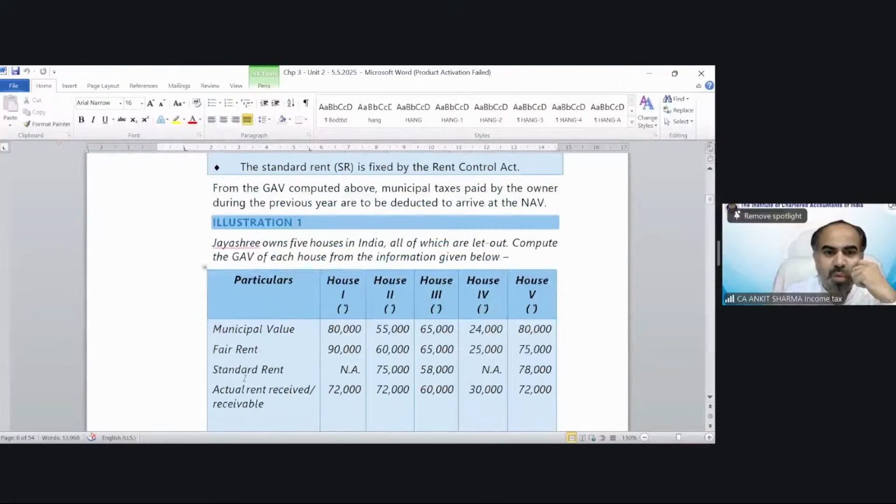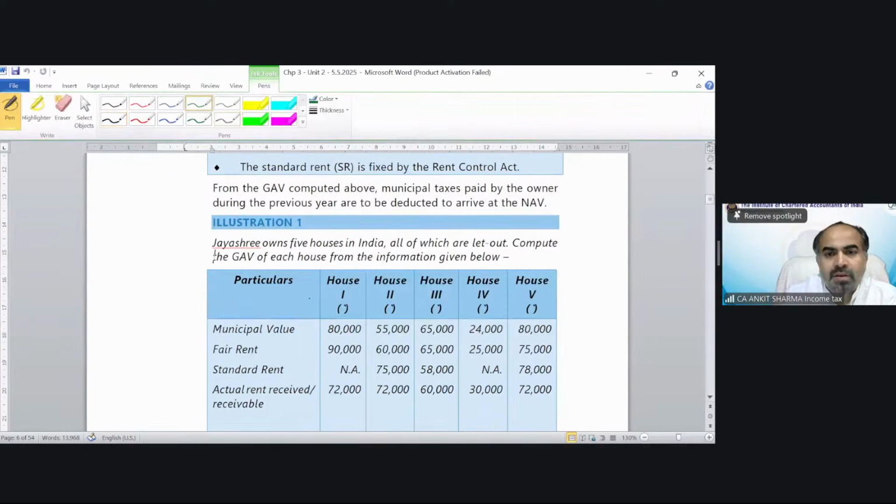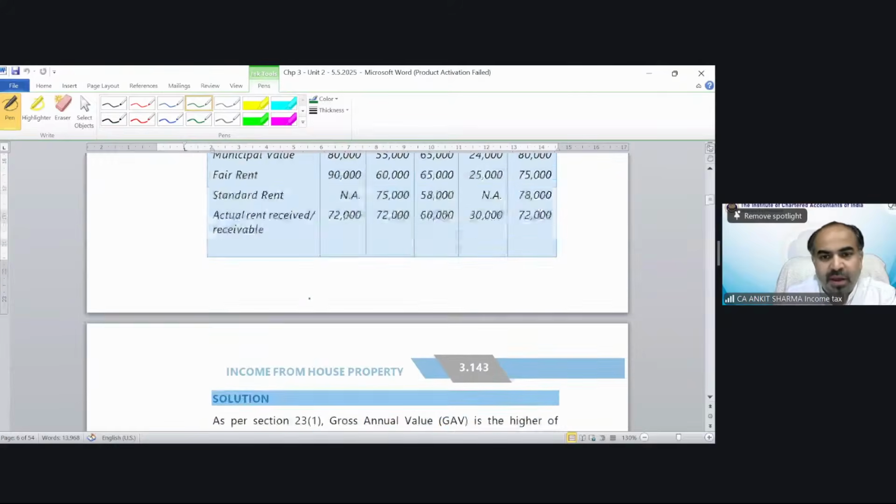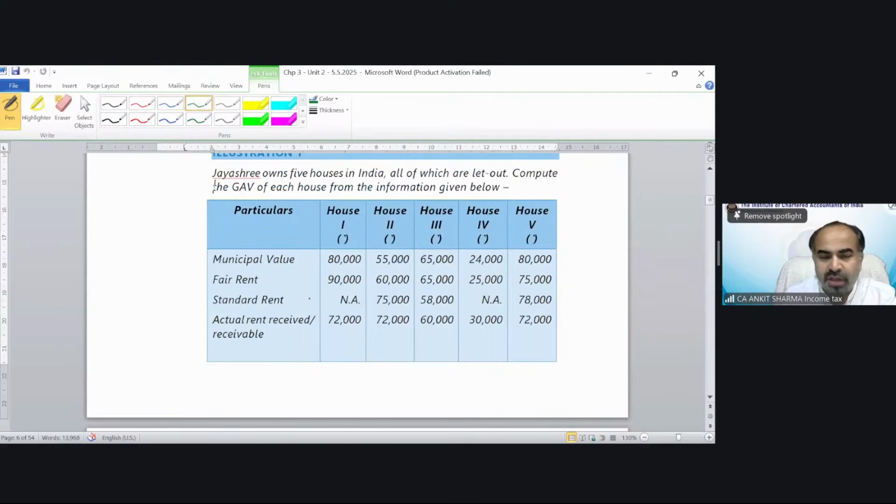Okay, illustration number 1. Jayashree owns 5 houses in India. So a single individual has 5 houses, all of which are let out. Compute the GAV of each house from the information given below. One by one, we will see to it. No other information is given, so there is no unrealized rent. All cases fall under category D.